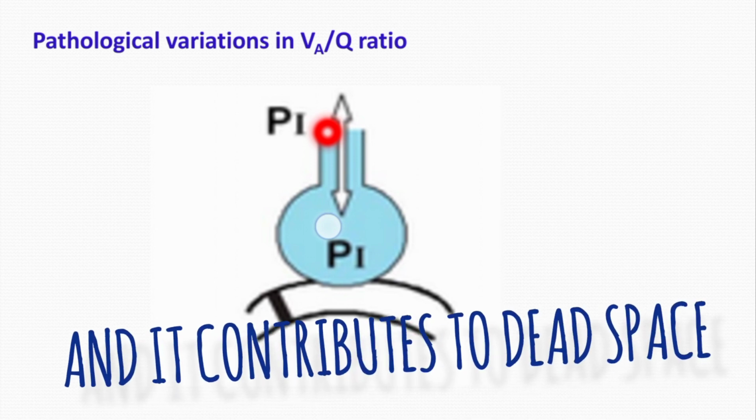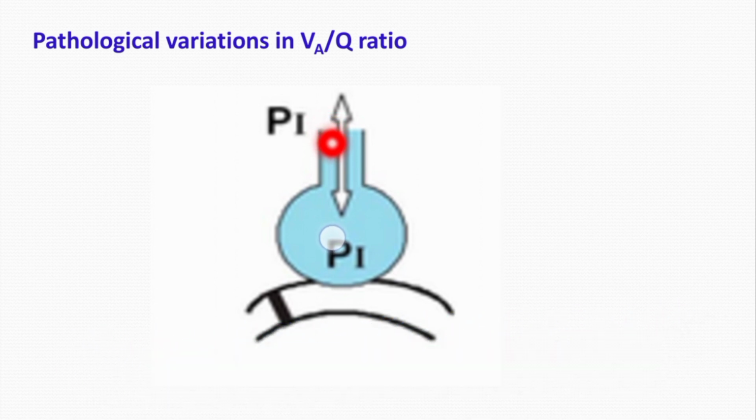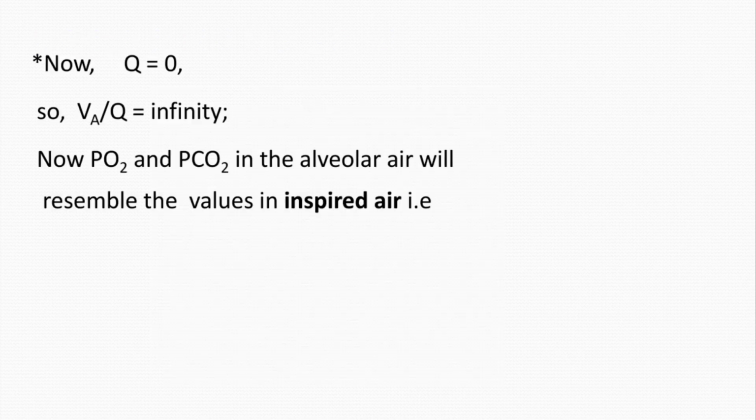Sometimes it is asked that in these conditions what will be the value of PO2 and PCO2 in the alveolar air. So, in these conditions Q is 0 because there is pulmonary thrombosis or embolism. So perfusion is 0, but ventilation is there. So if we talk about the ratio, it will be VA over Q. If we divide anything by 0, it becomes infinity.